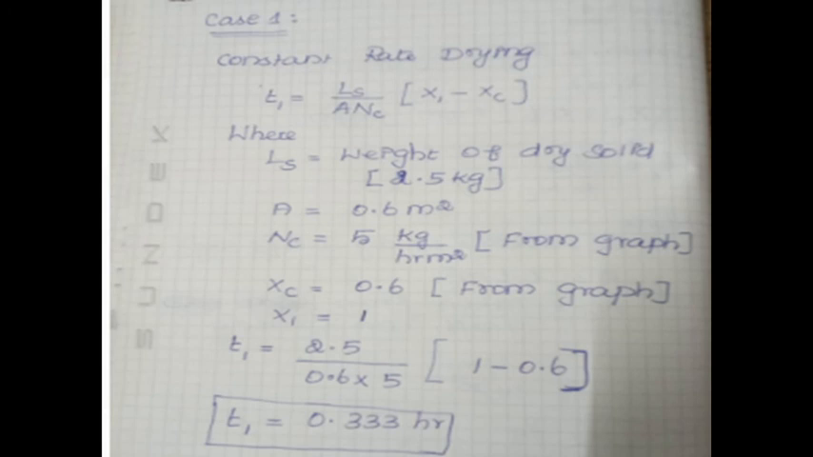Refer to the previous graph. Capital Xc is the critical moisture content. This is the end of the constant rate period. This value is also taken from graph. Refer to the previous graph. Capital X1 is nothing but dry basis moisture content. This is also a calculated value. Capital X1 is equal to 1. Substitute all the values in this expression. Finally we get T1 is equal to 0.333 hour.